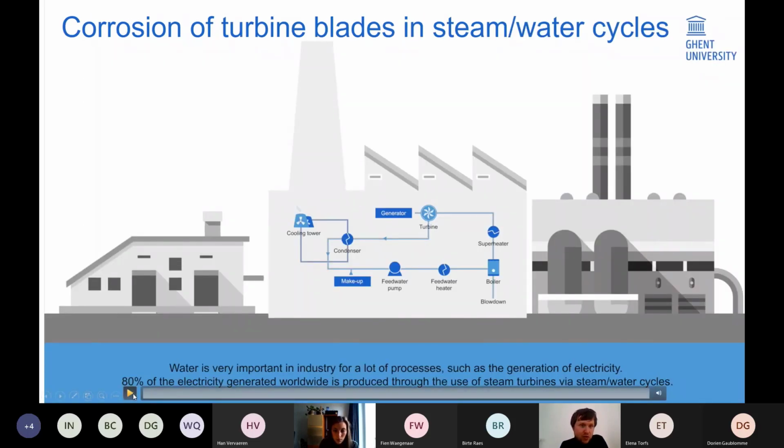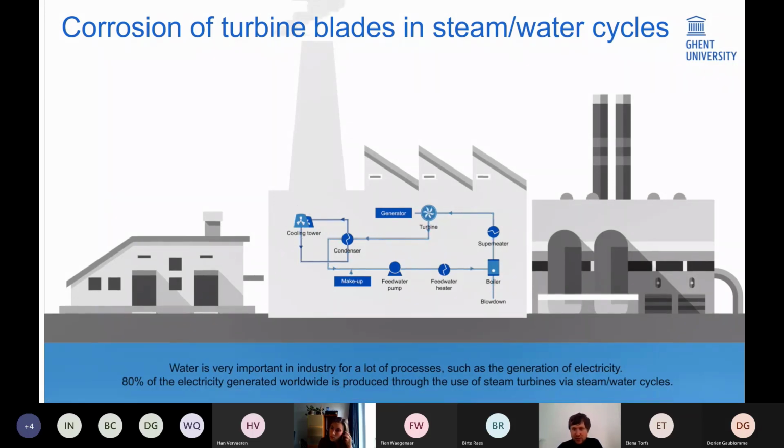First, I will talk about corrosion of turbine blades in steam water cycles. Water is very important in industry for a lot of processes, such as the generation of electricity, for instance, shown in this video. 80% of electricity is produced through the use of steam turbines via steam water cycles.